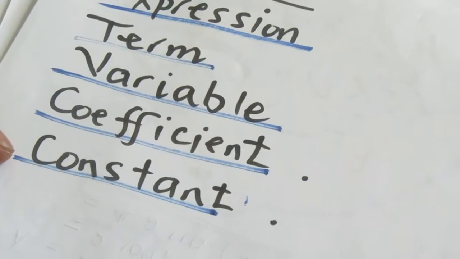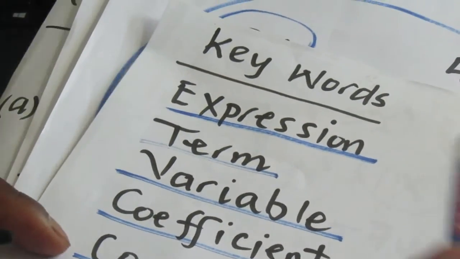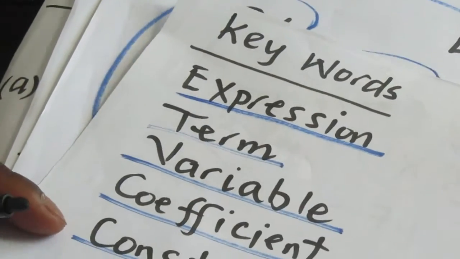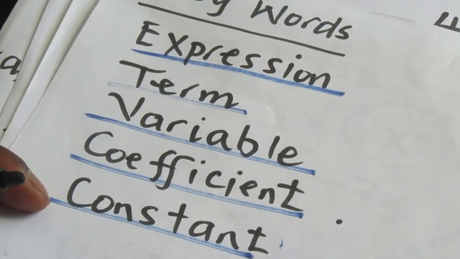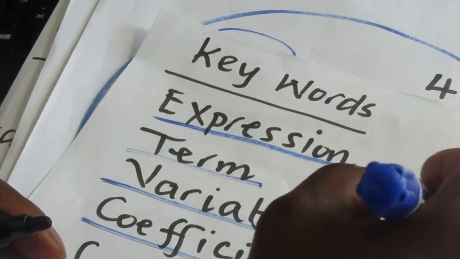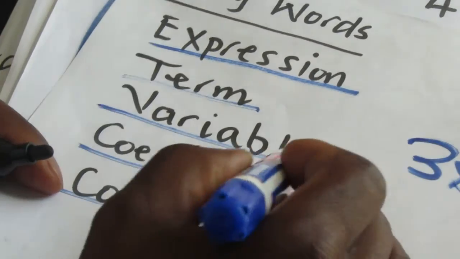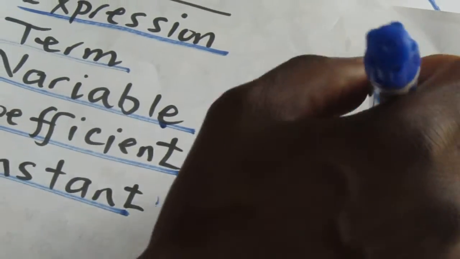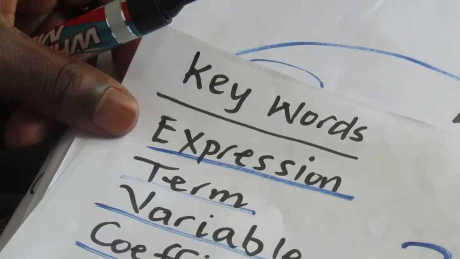So let me just quickly summarize everything that we have covered. I said an expression is a collection of terms whereby a term is a variable and a parameter, the combination of the two. For example, 3x squared is a term whereby x squared is a variable and 3 is a coefficient, and a constant doesn't have a variable. For example, in 3x squared plus 8, the 8 is a constant.